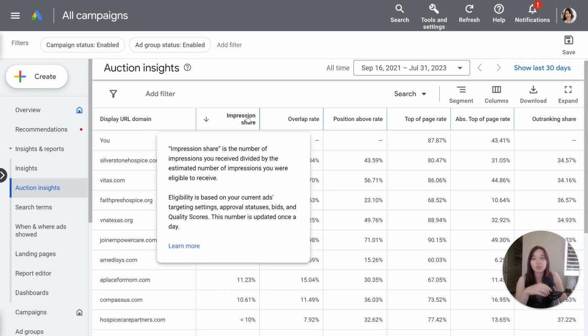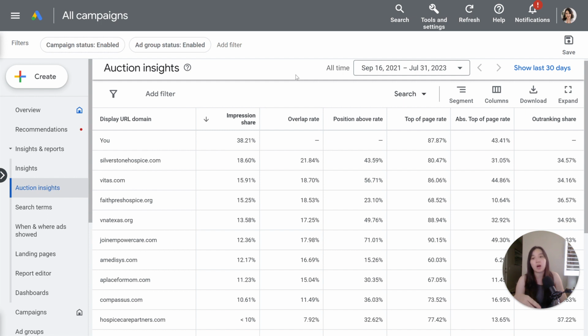So your impression share is the number of impressions that you've received divided by the number of total estimated impressions you were eligible to receive. So essentially what that means is if we're at a 38% impression share, we're appearing anywhere between 3 to 4 out of 10 times. All of these other competitors are appearing anywhere between 1 to 2 times out of 10, so they're barely even having their ads appear, which means that they're probably not funding enough to capture the available clicks in that area.